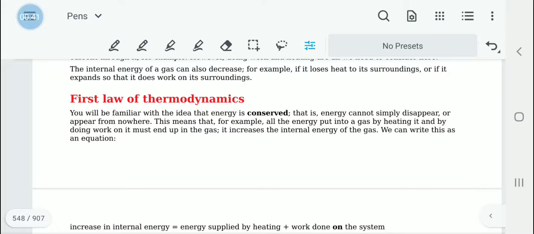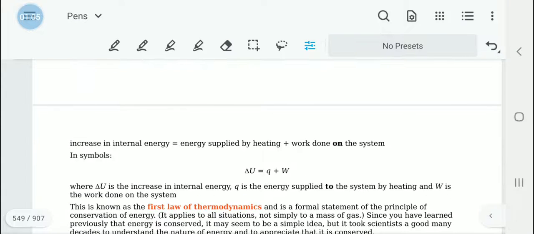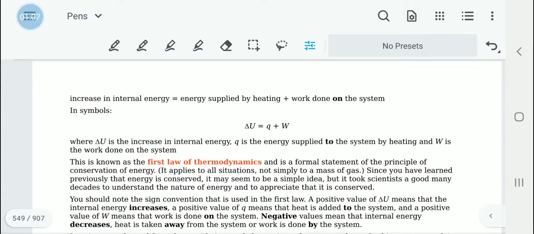Now, if all the energy that we put into a gas by heating it, and also by doing work, has to be there inside that gas, it cannot simply vanish. So that means it will increase the internal energy of the gas, right? This is written as an equation.